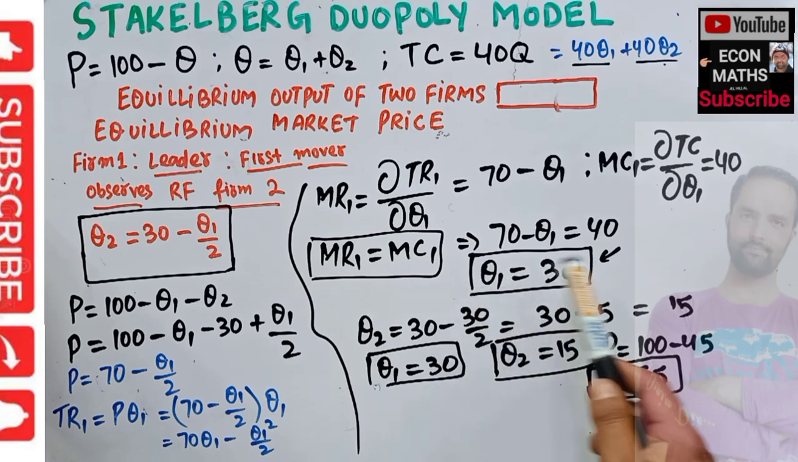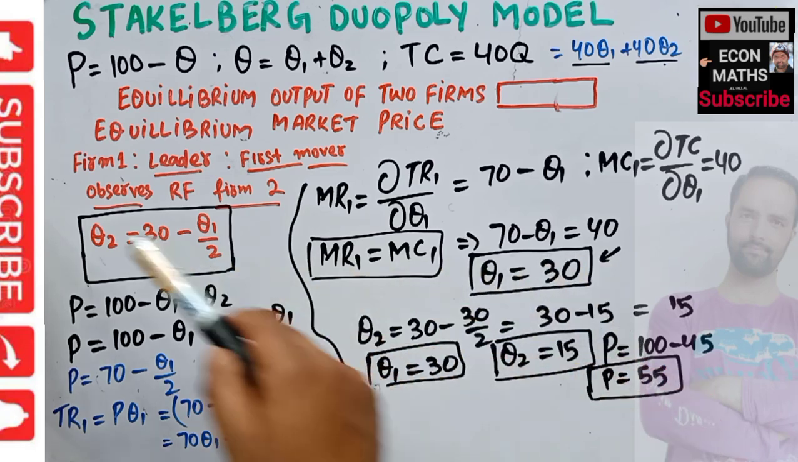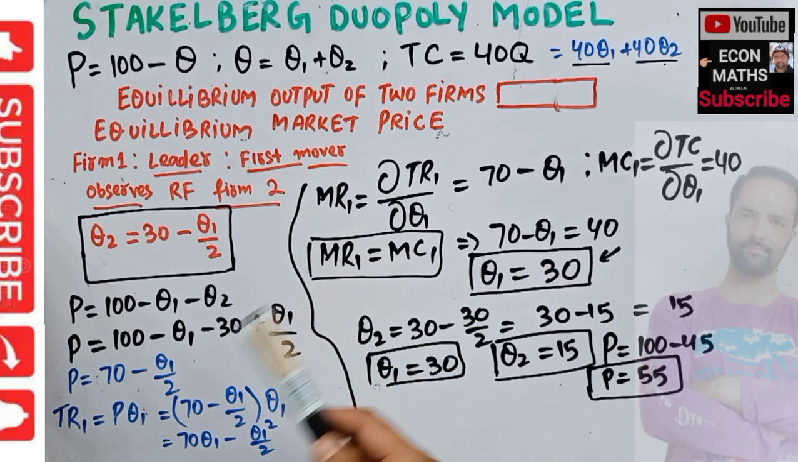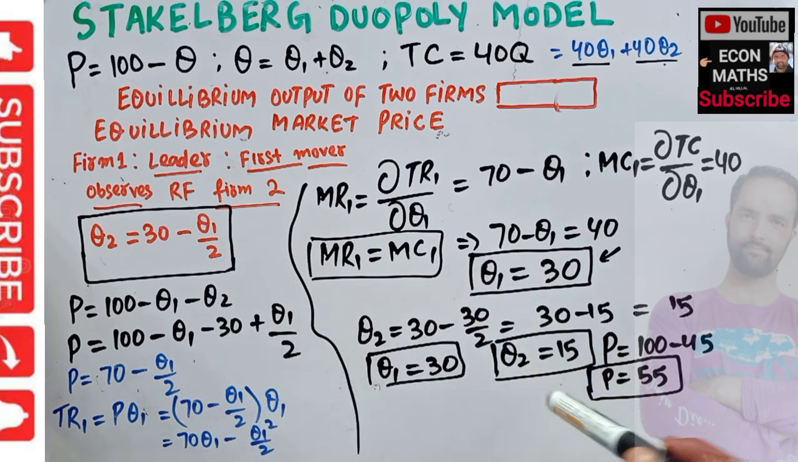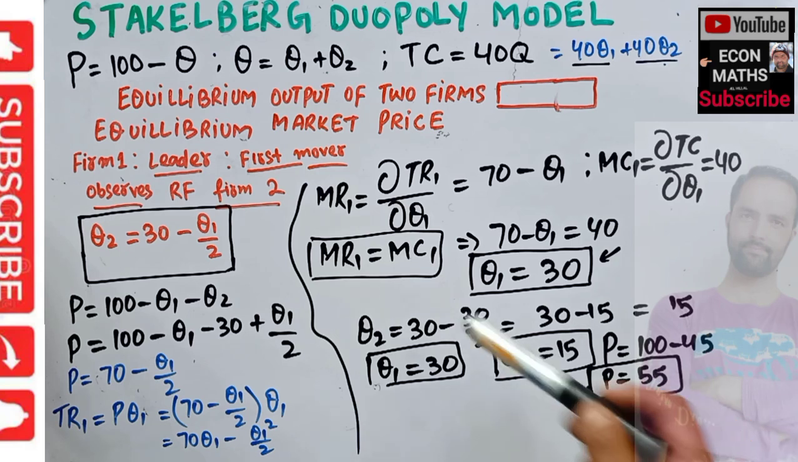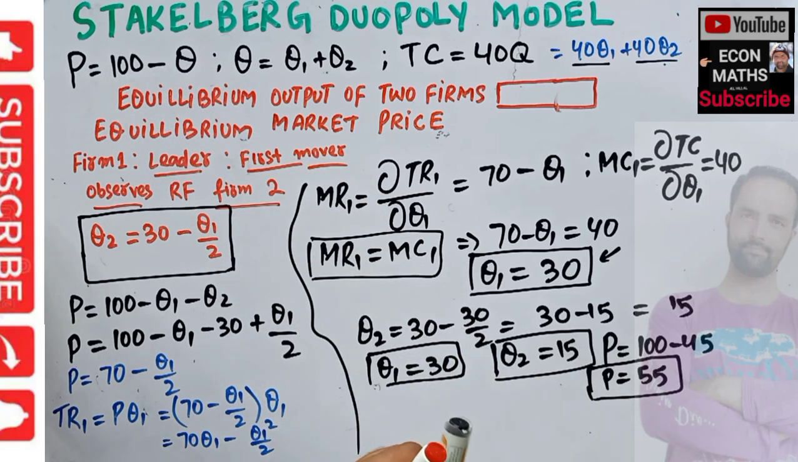Correspondingly we plugged the output level of firm 1 back into the reaction function of firm 2, the follower, and after that we got the output level of firm 2. Then we got the market price is 55. Just plug the values of q1 and q2 in this demand function to get the market price.